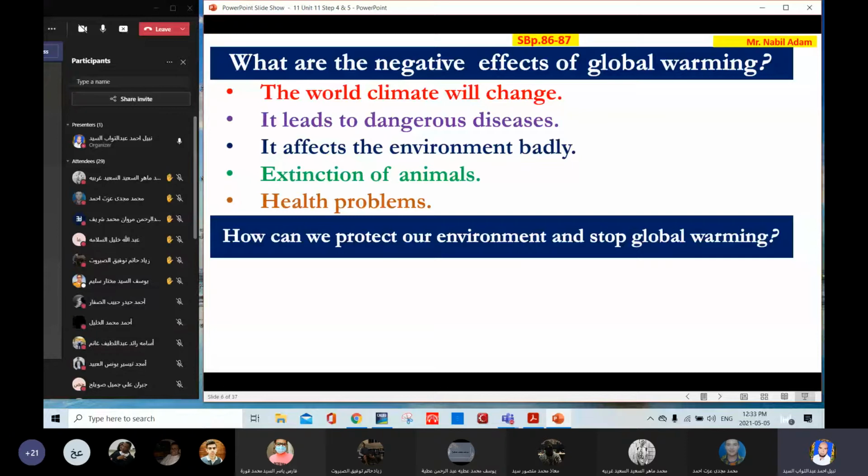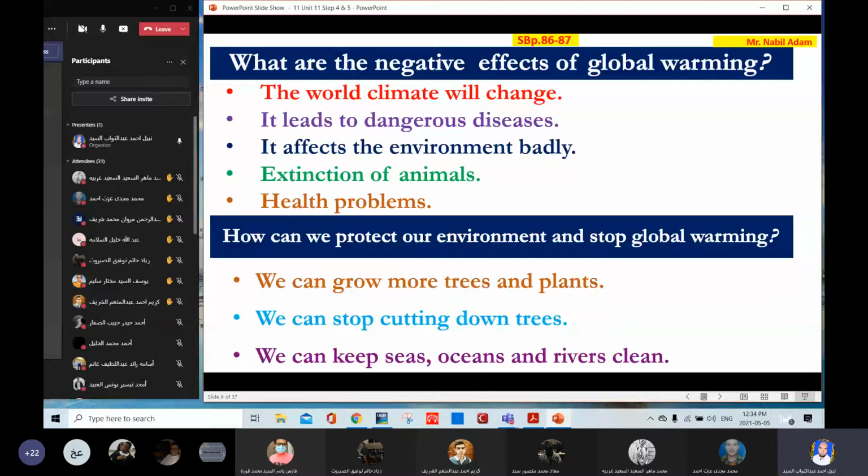Good. We can reduce using our electricity or energy. We can reduce using plastic, paper, etc. We can reduce pollution. Okay, Kareem. By stopping smoke from factories. Good. We can grow more trees and plants. We can stop cutting down trees. We can keep seas, oceans, and rivers clean. So we should keep our beaches and shores, the oceans, seas, and rivers clean.